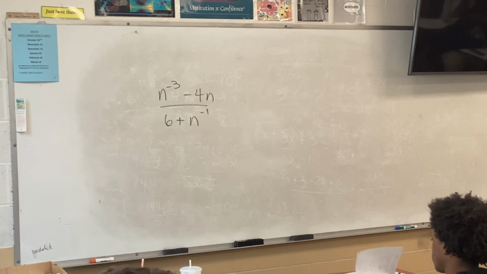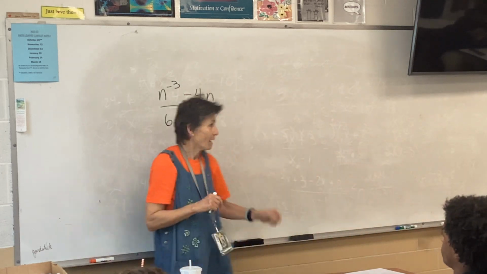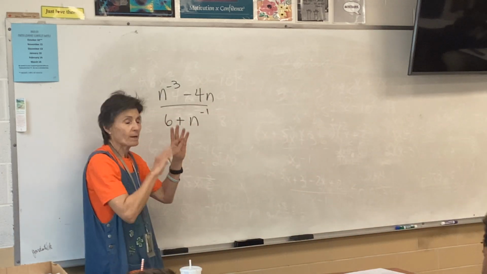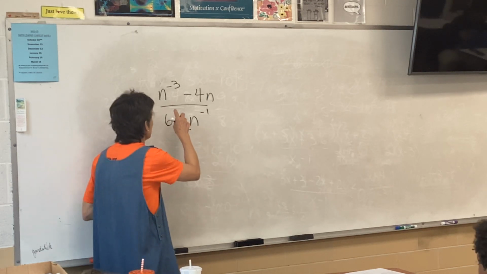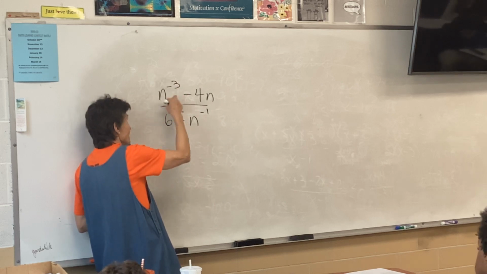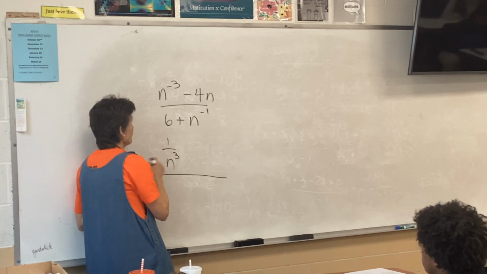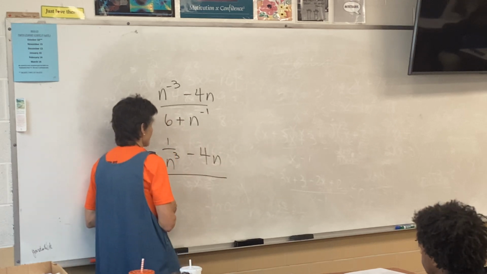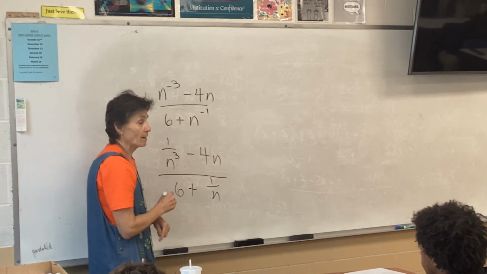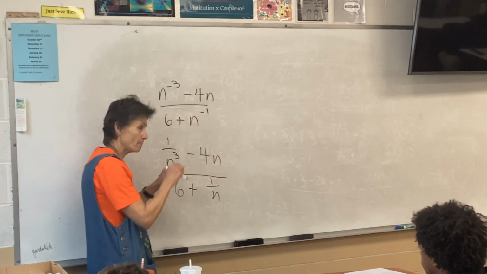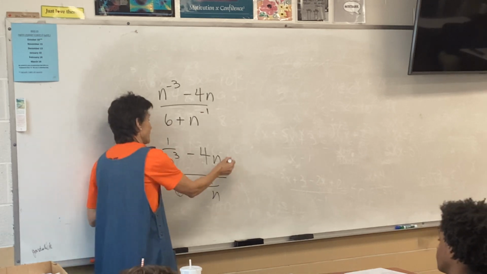As soon as you put these pluses and minuses into the problem, you can't be just picking pieces off and moving them. That doesn't work that way. Instead, you can make this 1 over n cubed, but it stays in the numerator. So it's 1 over n cubed minus 4n, over 6 plus 1 over n. Now that's a complex fraction. It's a big fraction with little fractions inside it. So we're going to clear those denominators out.